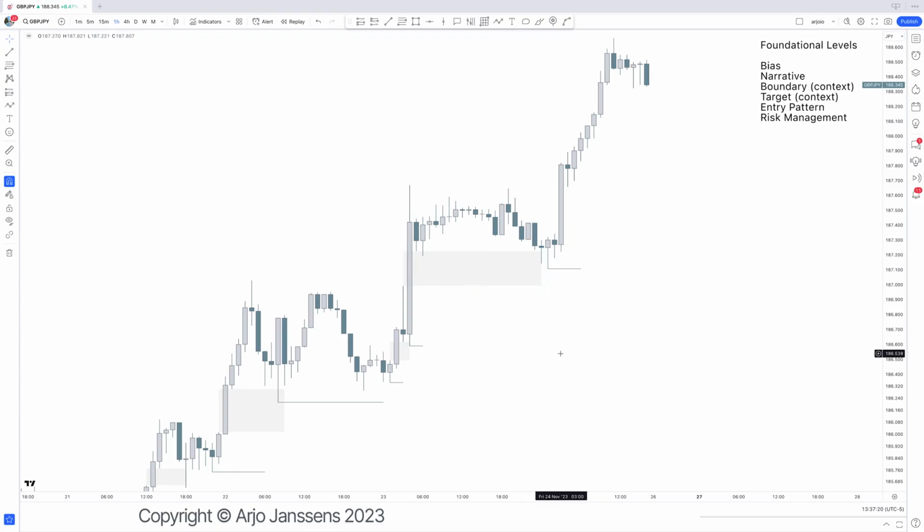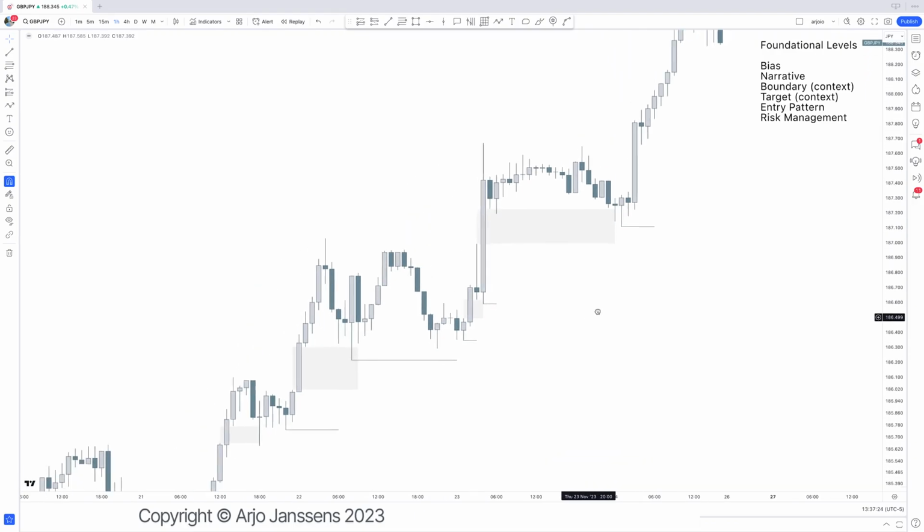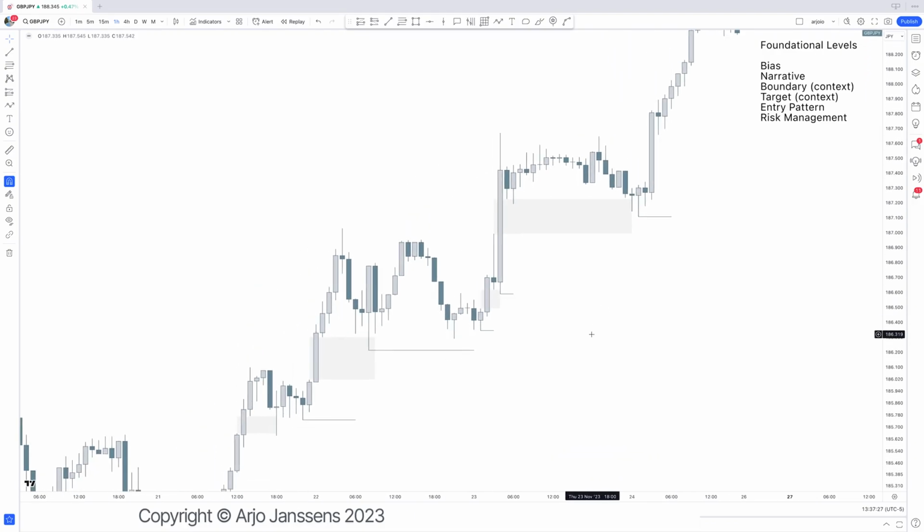So then we have the bias, the direction, and we have the narrative. Where are we going higher from? Where are we going lower from? How are we going to deliver towards that bias? That is important.